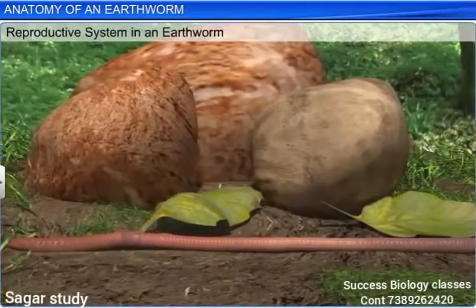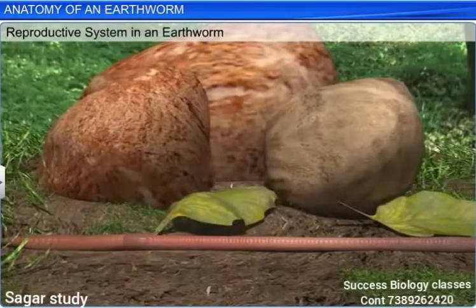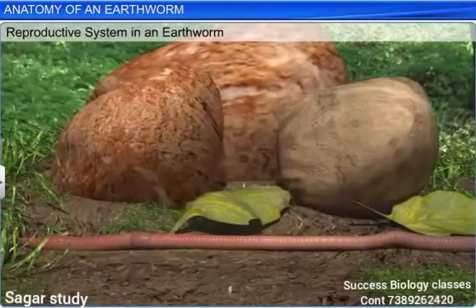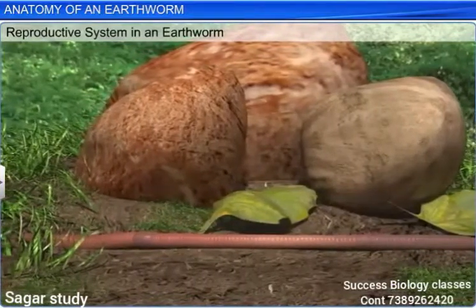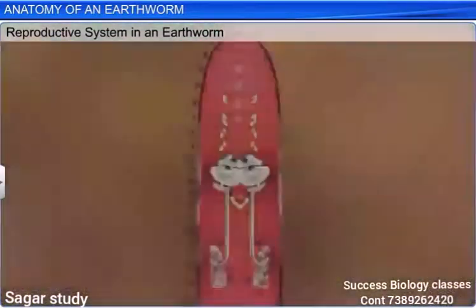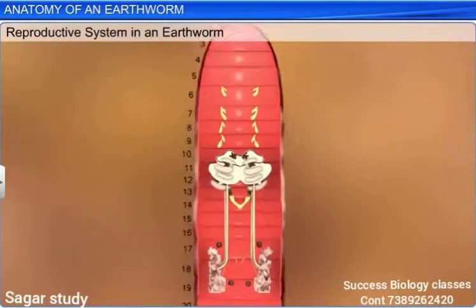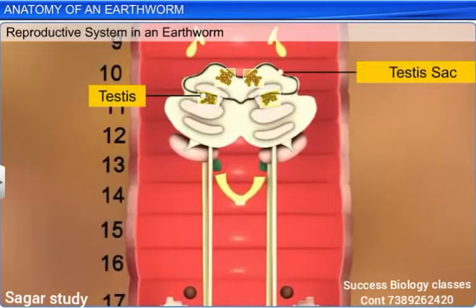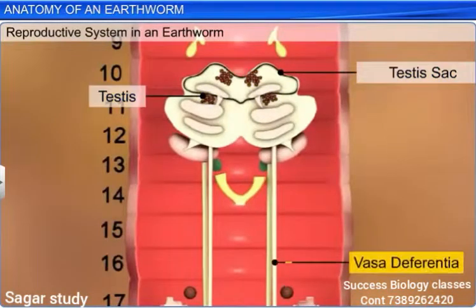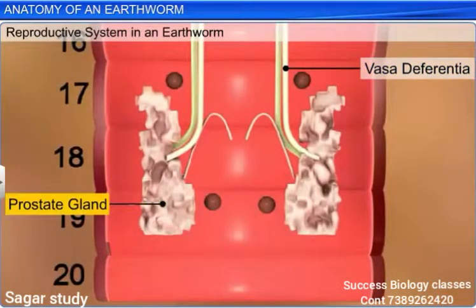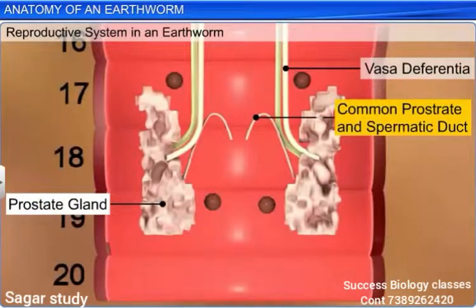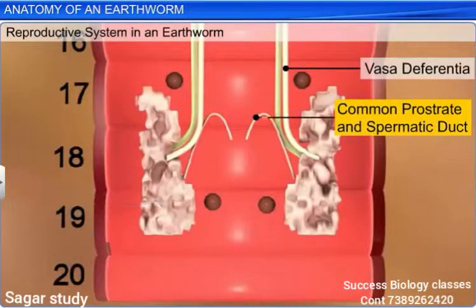Finally, let's take a look at the reproductive system. The earthworm is a hermaphrodite, which means that both male and female reproductive systems are present in the same individual. The male reproductive system consists of two pairs of testes in the 10th and 11th segments, with their vasa deferentia running up to the 18th segment. Here, the vasa deferentia and the duct of the prostate gland join to form a common prostate and spermatic duct, which opens to the exterior through a pair of male genital pores.